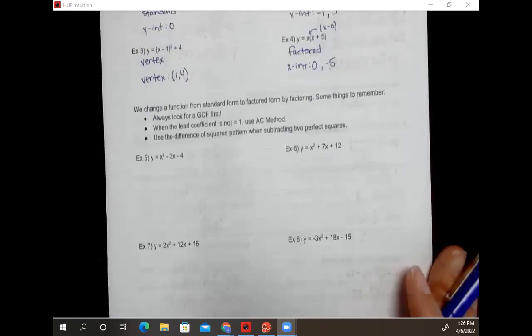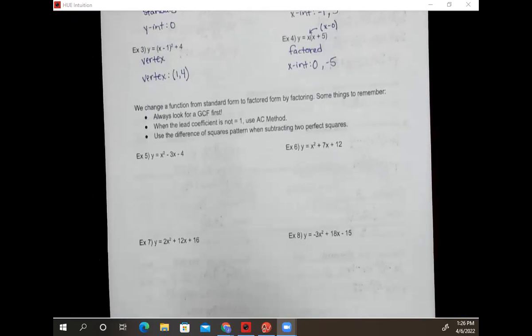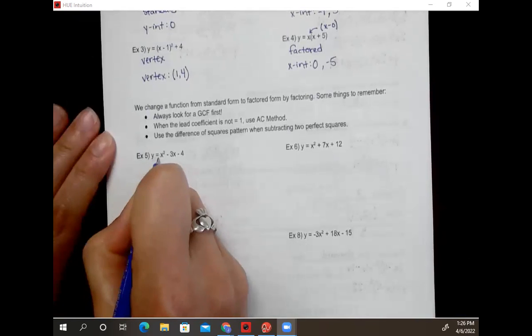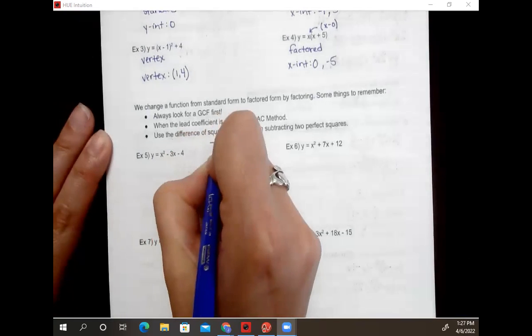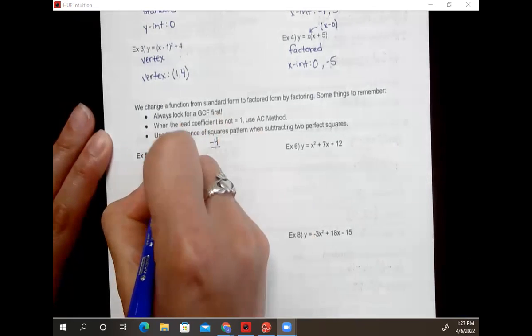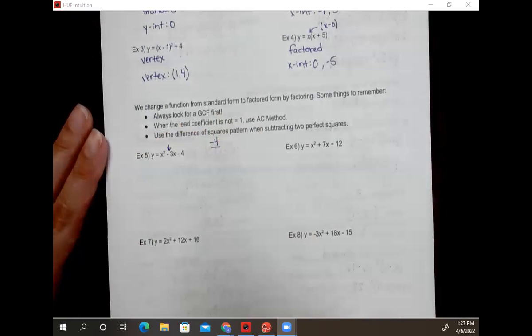So let's go ahead and start with example 5 here. Do I have a GCF to pull out? No greatest common factor here. Nope. And my lead coefficient, my A value, is just 1. So to factor this, I'm going to look for factors of C that add to B, that add to -3. So I want two numbers that would multiply to give me -4, but add to give me -3.